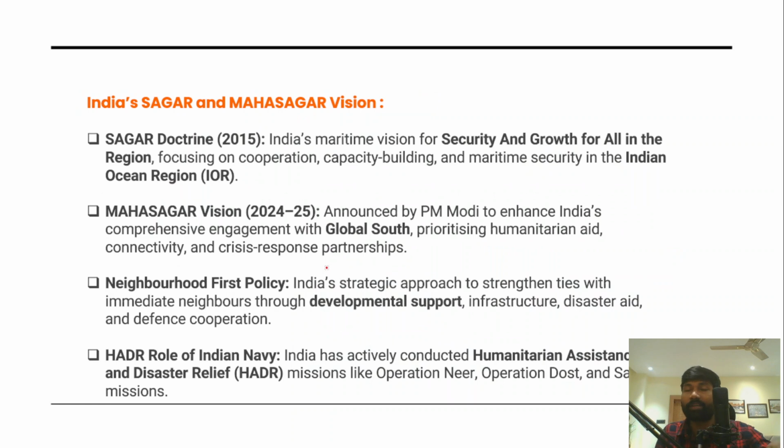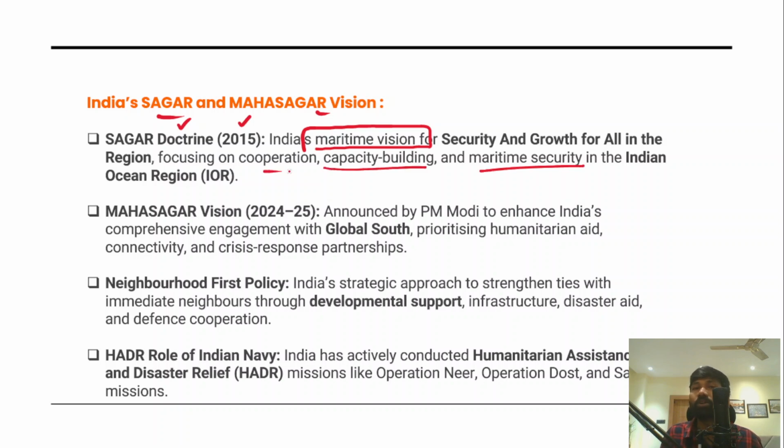Let's understand some key terms with respect to India's SAGAR, which is known as Security and Growth for All in the Region, and the Mahasagar vision. If we talk about SAGAR, it's a doctrine that was launched in the year 2015 by the government of India. This is a maritime vision for India, and SAGAR stands for Security and Growth for All in the Region. SAGAR focuses on certain components including maritime security, capacity building, and cooperation among all the littoral countries to further strengthen India's net security provider status in the Indian Ocean region and beyond.